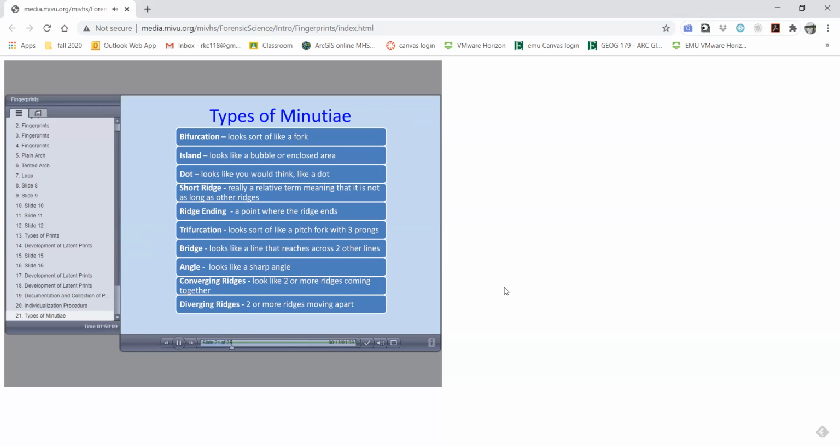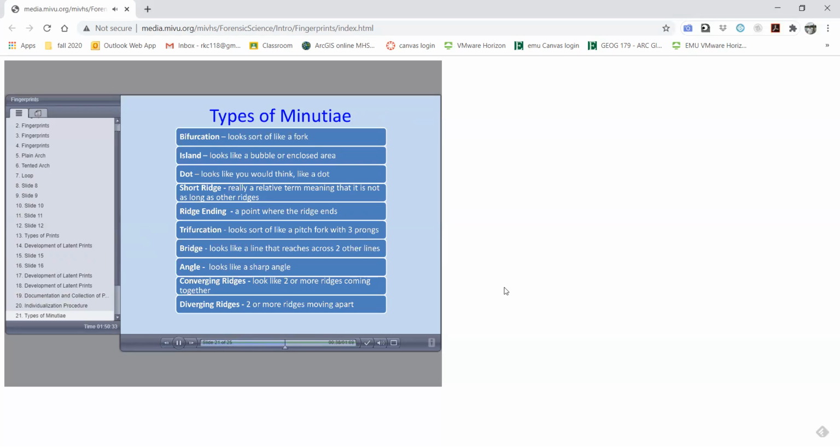A bifurcation looks sort of like a fork, okay, with just 2 prongs. An island is simple enough. It looks like a bubble or an enclosed area. And a dot looks like what you'd think, like a dot. A short ridge is relatively short compared to what other ridges would be. And then there's a ridge ending, and that would be a point where a ridge ends.